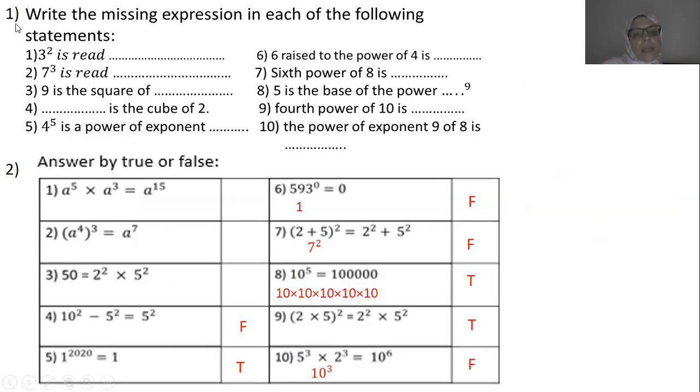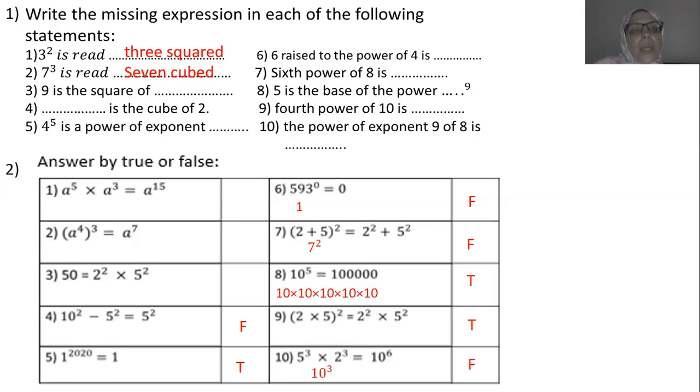Now, in exercise number 1, we should write the missing expression in each of the following statements. We should continue the missing expression that we have here. The first one, 3 to the power 2. Whenever my exponent is 2, we read it 3 squared. The second one, 7 to the power 3, we always read as 7 cubed, because exponent 3 is read as cubed.